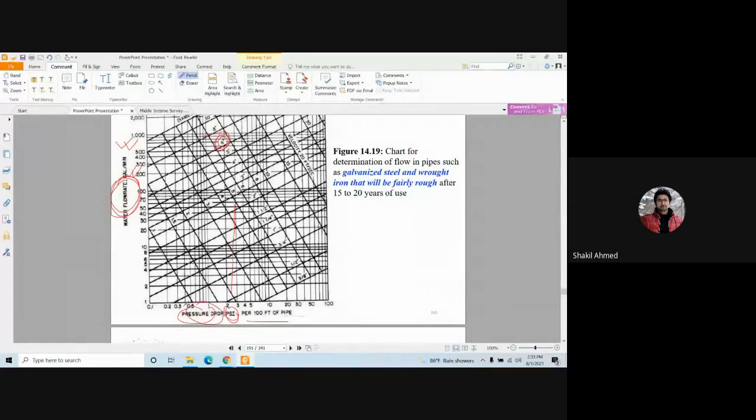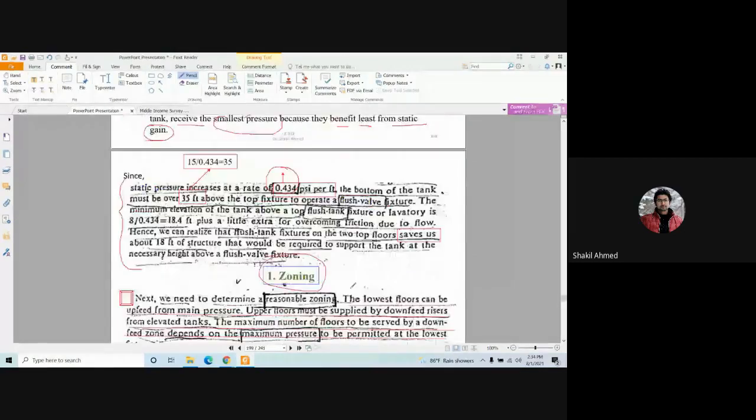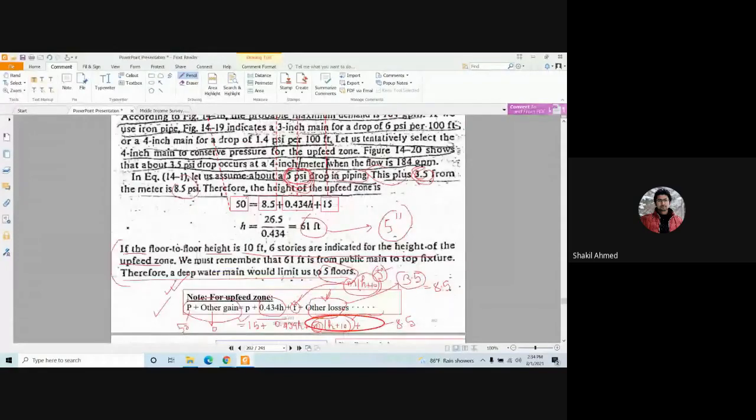Now compare this actual pressure drop with the pressure drop that you have assumed here. If this is close, then no correction is needed. If this is not close, then you have to make a correction and do it again. So this is a trial and error process. Did you get the answer to your question? Yes, sir. Okay.